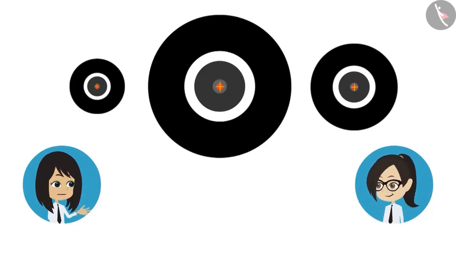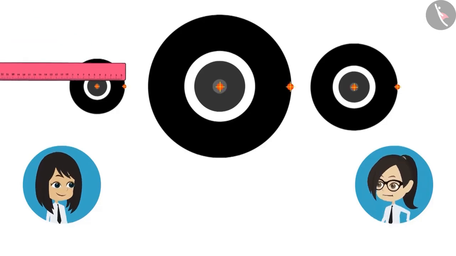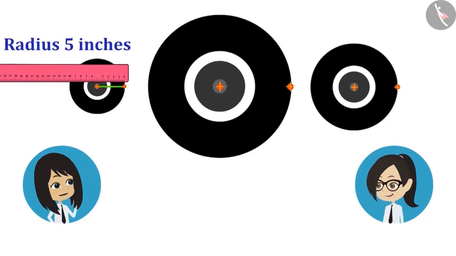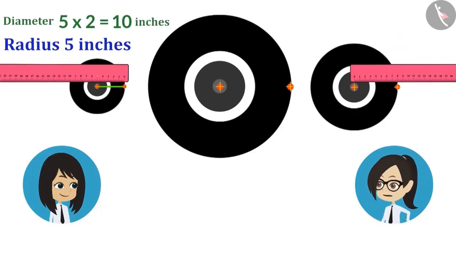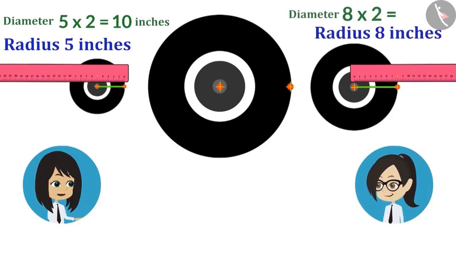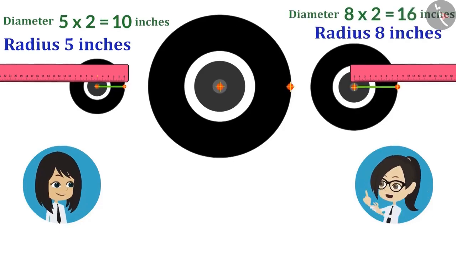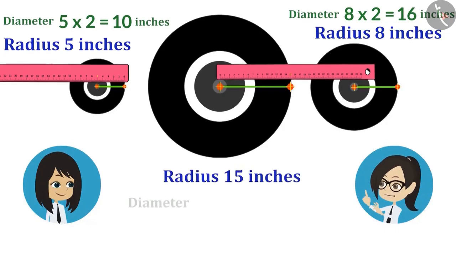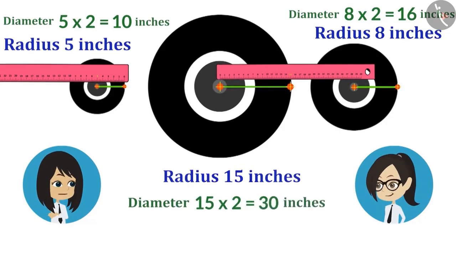Now measure the distance from the center to the point on the boundary. Now look, the radius of the wheel of the scooter is 5 inches. This means its diameter will be 5 inches multiplied by 2, meaning 10 inches. Now look, the radius of the front wheel of the tractor is 8 inches. This means its diameter is 16 inches. And now it's the turn of the largest wheel of the tractor. Its radius is 15 inches. This means its diameter is 30 inches.